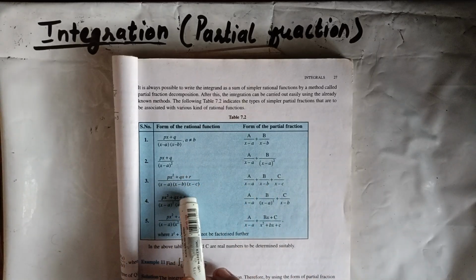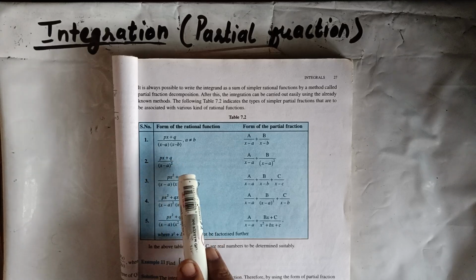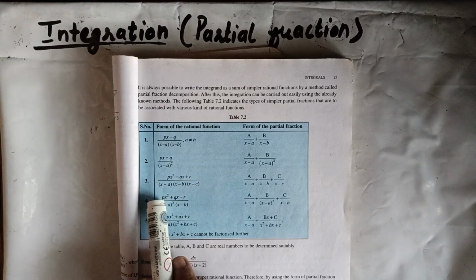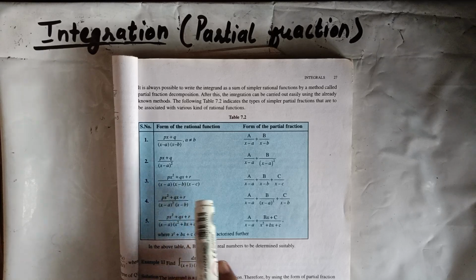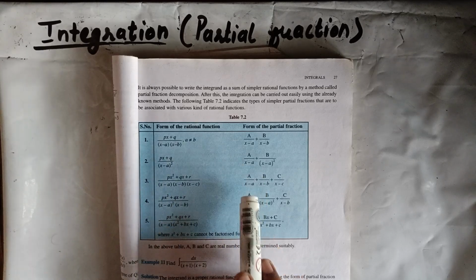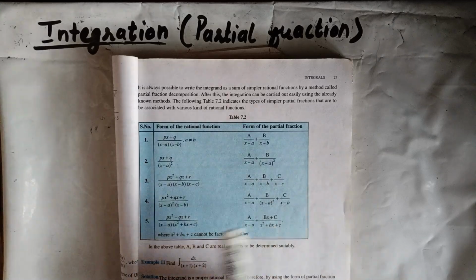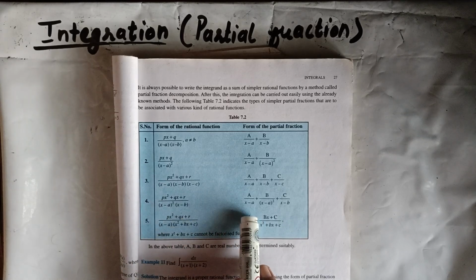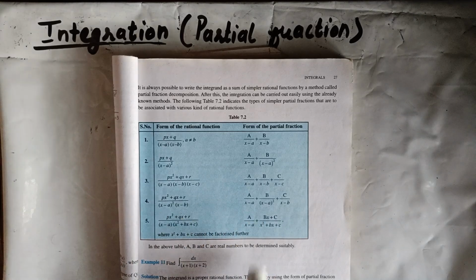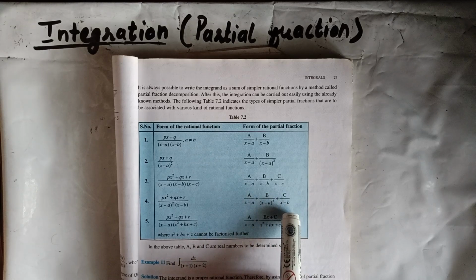Then third is we are given a quadratic in the numerator, and in the denominator there are linear terms x minus a, x minus b, x minus c. So it becomes A upon x minus a, B upon x minus b, C upon x minus c. Now here in the denominator it is given x minus a the whole square. So here you have to do A upon x minus a plus B upon x minus a the whole square plus C upon x minus b.